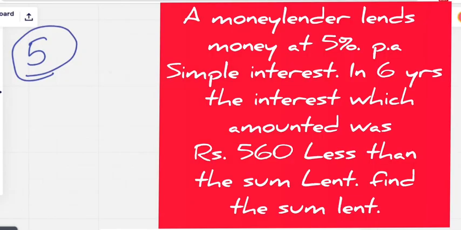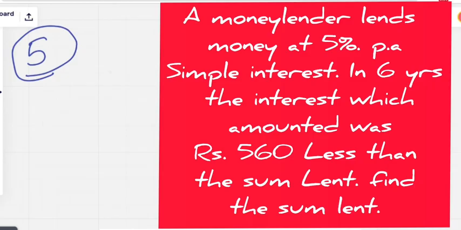Okay. A money lender lends a sum of money at 5% per annum, simple interest. In 6 years, the interest which amounted was rupees 560 less than the sum lent. Find the sum lent. So this is the question for you.